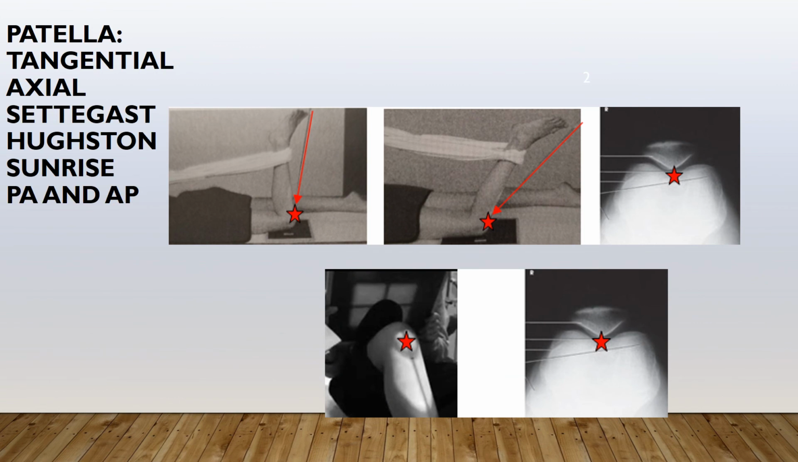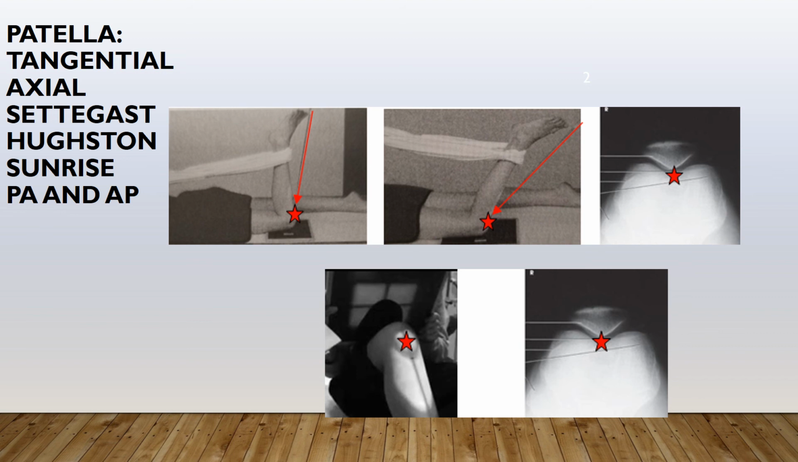Here are some more views of the patella. These are tangential, axial views of the patella. Now these can be taken with the patient PA or AP. If the patient is AP, the patient will receive more radiation toward their upper body. If the patient is PA, they will receive less radiation to their upper body. Now the first image you're seeing is called a Settegast view. The second image you're seeing is a Hughston view. And then the last image you're seeing is a Settegast seated variation, and that is called the sunrise view. So let's take a look at the prone views.